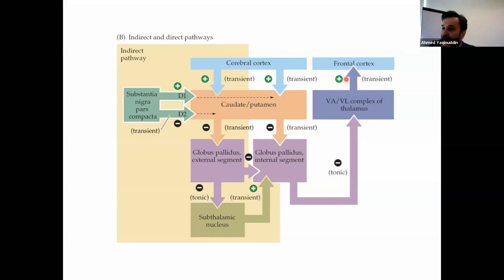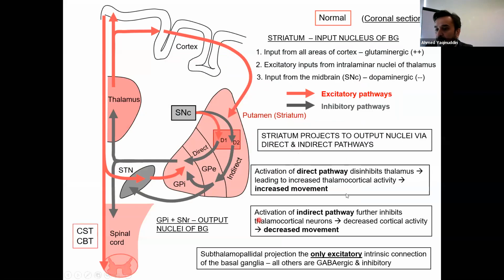The direct pathway is facilitating motor response. The indirect pathway is inhibiting motor response. So this is also shown here. Activation of the direct pathway disinhibits the thalamus, leading to increased thalamocortical activity and increased movement. While the activation of the indirect pathway, which is through the striatum to globus pallidus externa, decreases the globus pallidus externa's tonic inhibition to the subthalamus for a while. So the subthalamus is able to activate globus pallidus interna, which will increase its inhibitory response to the thalamus and cortex. So the indirect pathway further inhibits thalamocortical neurons and decreases the cortical activity by decreasing movement.